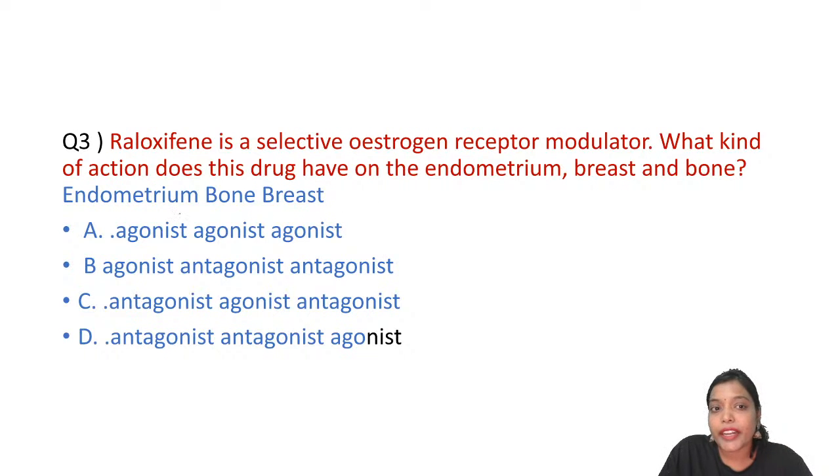Raloxifene is a SERM. What kind of action does this drug have on endometrium, breast, bone? Let's see the answers which are popping out. So I have C. Raloxifene is a type of SERM which is agonist to estrogen at some places and antagonist to estrogen at some places. On endometrium it is antagonist. Excellent. On bone it is agonist. On breast it is antagonist. 100% correct. So the answer here is antagonist, agonist and antagonist. So it is C, the best option.